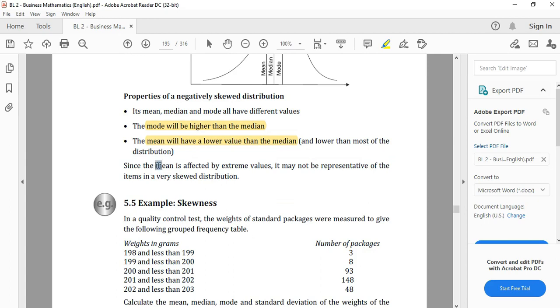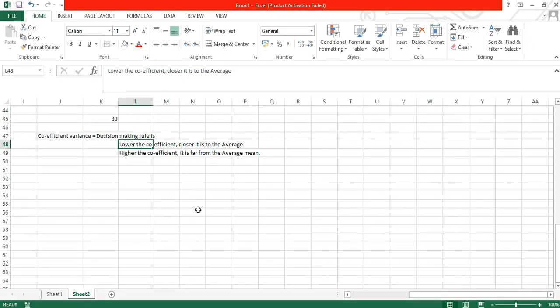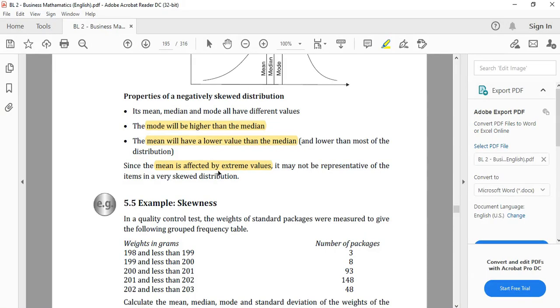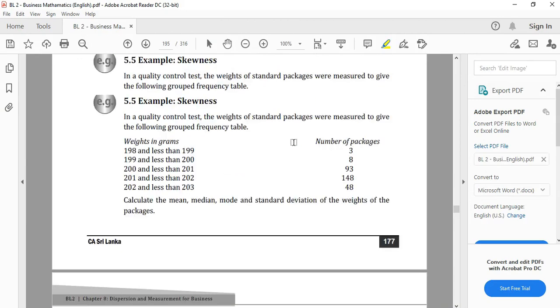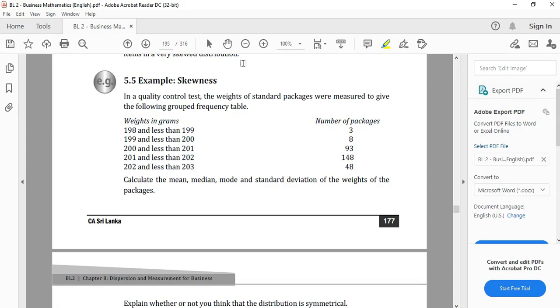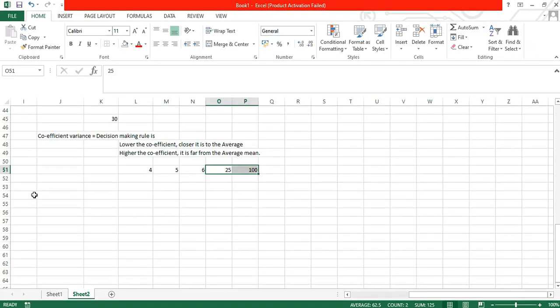This is because the mean is affected by extreme values. The extreme values are what I taught earlier: when we have 4, 5, 4, 5 and 6, and then we have 25 and 100, these 25 and 100 are extreme values which will adversely affect the mean, pulling it away from the median. So let's work out the skewness question.